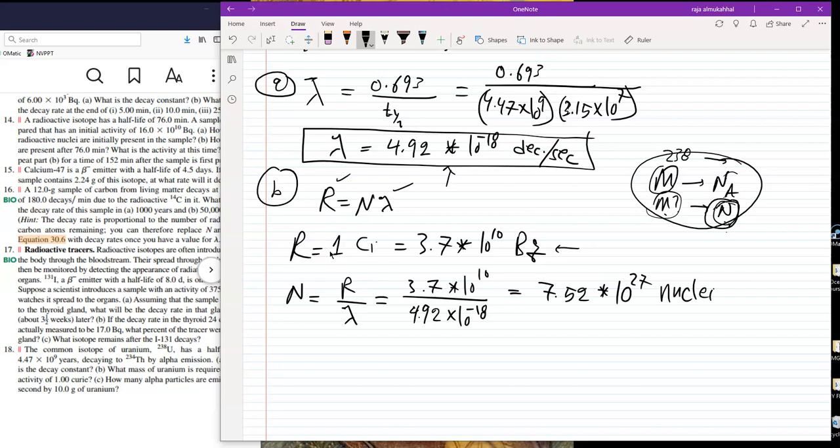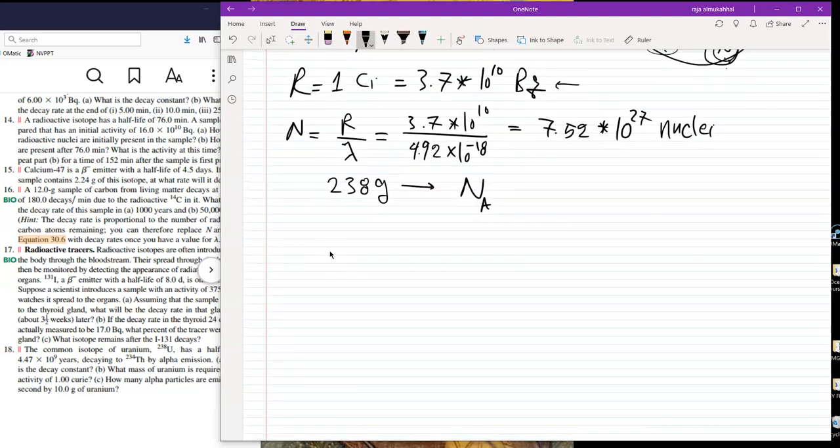Got it? Okay, now here is the argument. Here is how you do it. I know from chemistry that 238 grams is 1 mole, which is basically Avogadro's number. Now, what mass will give me this number, n? You cross multiply. I can do it this way: 238 over Avogadro's number is equal to what mass over n?